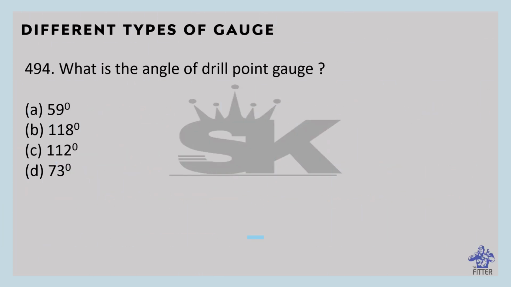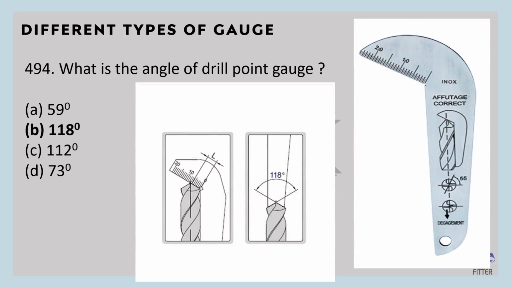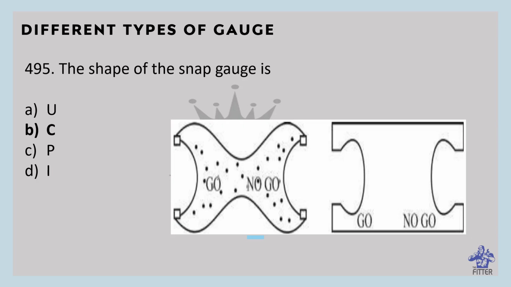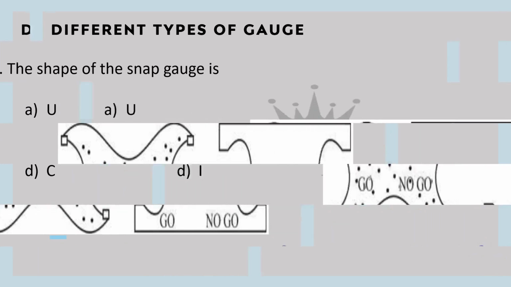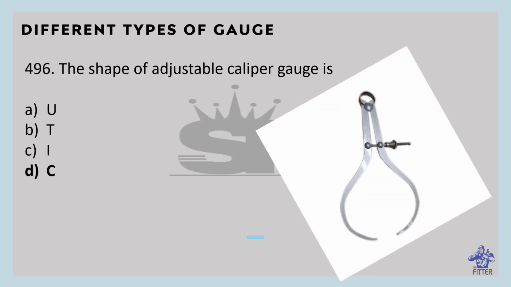What is the angle of a drill point gauge? You can see here in the image that is the drill point gauge. So here the angle is 118 degrees. So this is how we measure the angle. The shape of the snap gauge is option C. This is how the snap gauge looks. The shape of an adjustable caliper gauge is C type. You can see here in the image the adjustable caliper gauge.